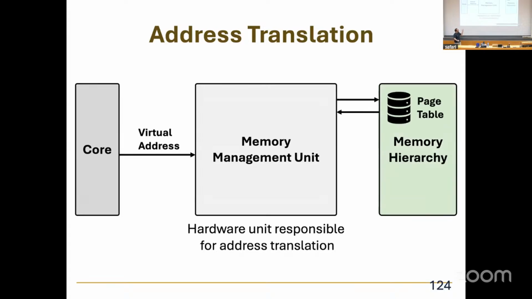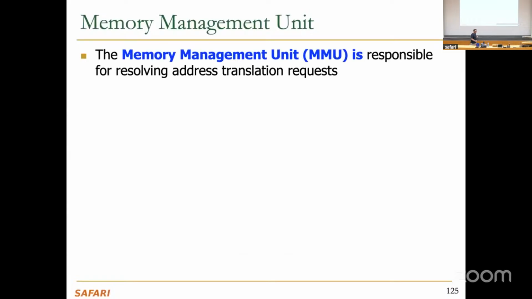It tries to read the page table and store the most recently used page table entries so that you do not need to go to the memory hierarchy every time you request a virtual to physical address translation, and you retrieve it quickly from the memory management unit. So the memory management unit is responsible for resolving the address translation requests. We have one of these per core. If your system has a 6-ARM core, let's say, you have 6 memory management units, one for each core.